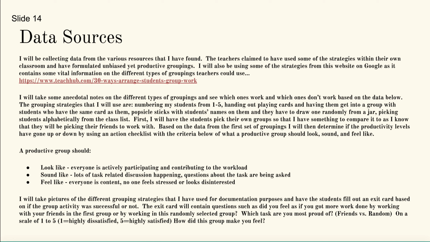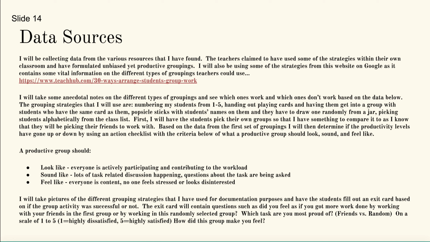Based on the data from the first set of groupings, I will then determine if the productivity levels have gone up or down by using an action checklist with the criteria below of what a productive group should look like, sound like, and feel like. A productive group should look like everyone is actively participating and contributing to the workload. It should sound like lots of task-related discussion happening, questions about the task being asked, and feel like everyone is content and no one feels stressed or looks disinterested.